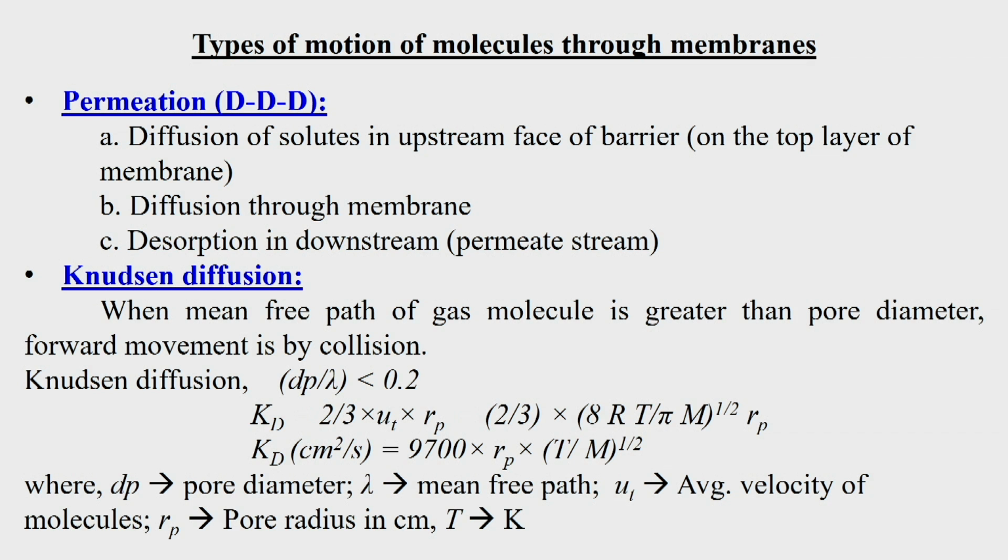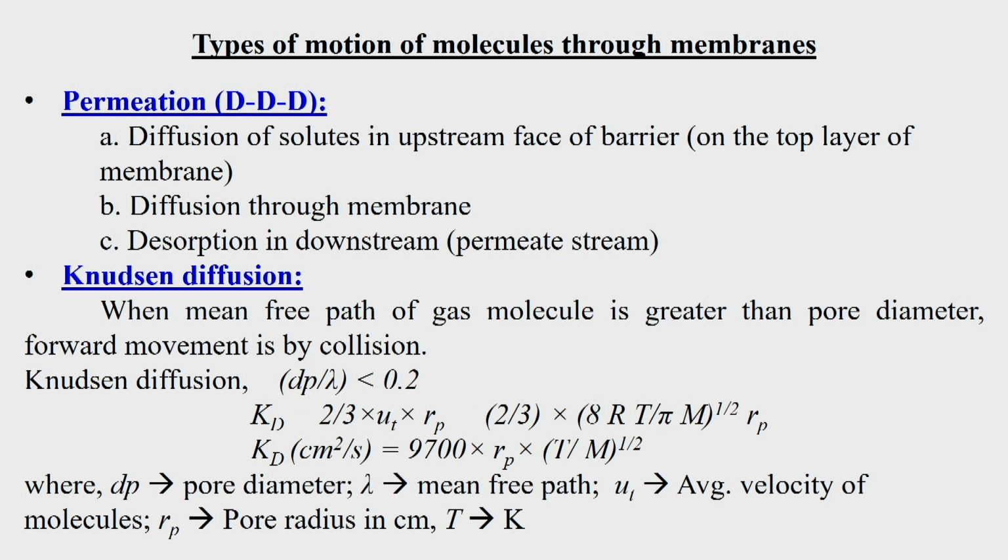Now, we will discuss the types of motion of molecules through membranes. One type of motion of the target component, or molecules, through the membrane is called permeation, which we call the DDD mechanism. The first D stands for the diffusion of the solutes in the upstream phase, on the top layer of the membrane. If this is the membrane barrier, then the molecule will be diffusing from the bulk to the membrane surface.